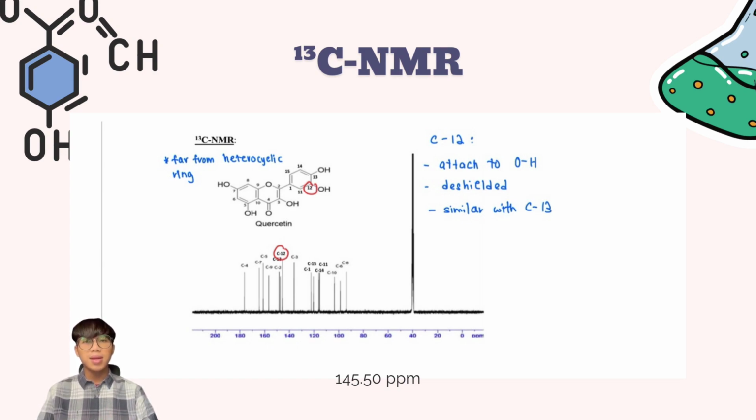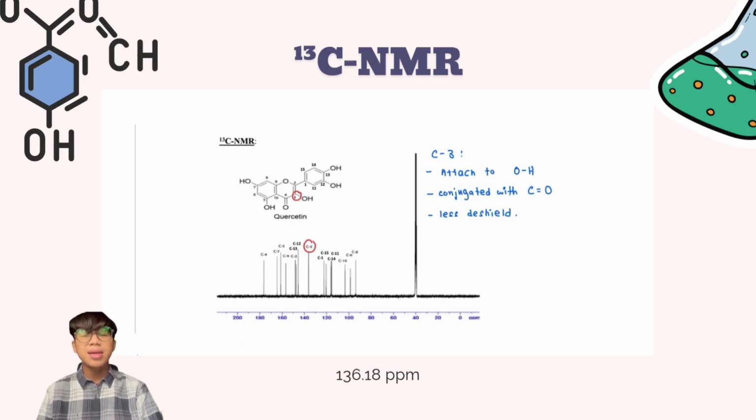Carbon number 3 is the most shielded among the other carbons that are directly attached to the hydroxyl group. The reason behind this is that the conjugation from the carbonyl group is extended over several atoms, making it less electron deficient. But still, it is de-shielded because the oxygen from the hydroxyl group strongly withdraws electron density from the carbon, and it appears at an intermediate chemical shift, which is 136.18 ppm.